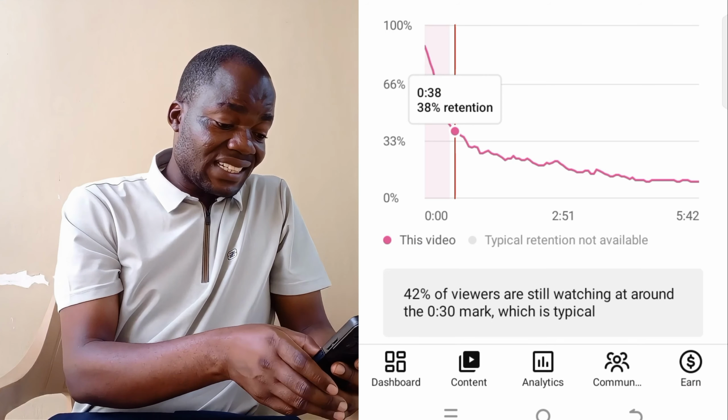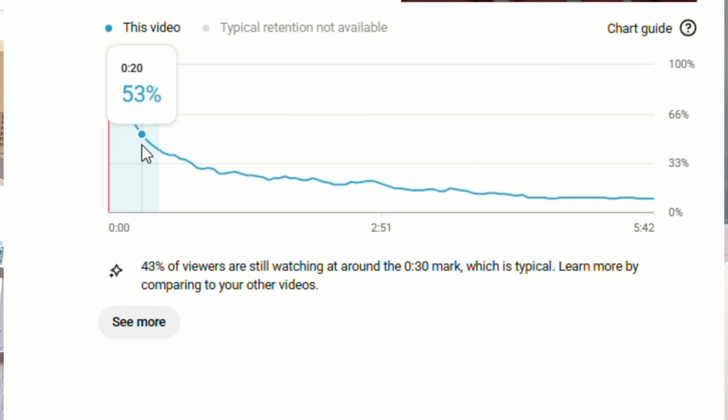Look at the first 30 seconds. That is from 0.2 seconds to 0.3 seconds. They are also very important. At this point, at around the 30 seconds mark, about 43% of the viewers are still watching. YouTube describes this as typical for this particular video. Now, don't panic simply because the graph has fallen. Your goal isn't necessarily to keep the graph at 100%. Your goal is to understand where and why viewers leave.